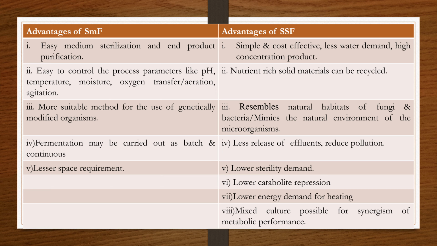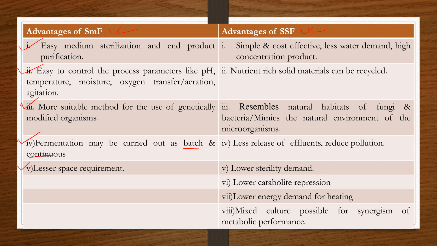There are several advantages in both cases, that means in SMF as well as in SSF processes. The advantages of SMF are easy medium sterilization and end product purification, and easy control of process parameters like medium pH, temperature, moisture, oxygen transfer or aeration, and agitation. SMF is the most suitable method for the use of genetically modified organisms. Fermentation may be carried out in batch and continuous mode in SMF, and this process has a lesser space requirement.